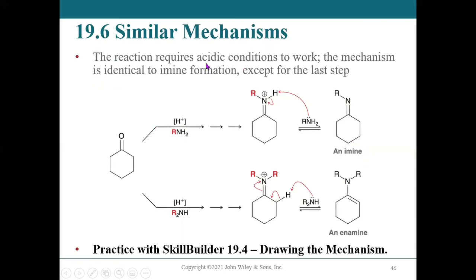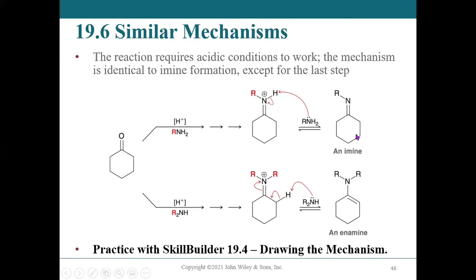The reaction requires an acidic condition to work. The mechanism is identical to that. And here we see this comparison using a primary amine, so we will produce this imine. Using a secondary amine, we have two R groups and only one H on the nitrogen. Then we'll produce this enamine.